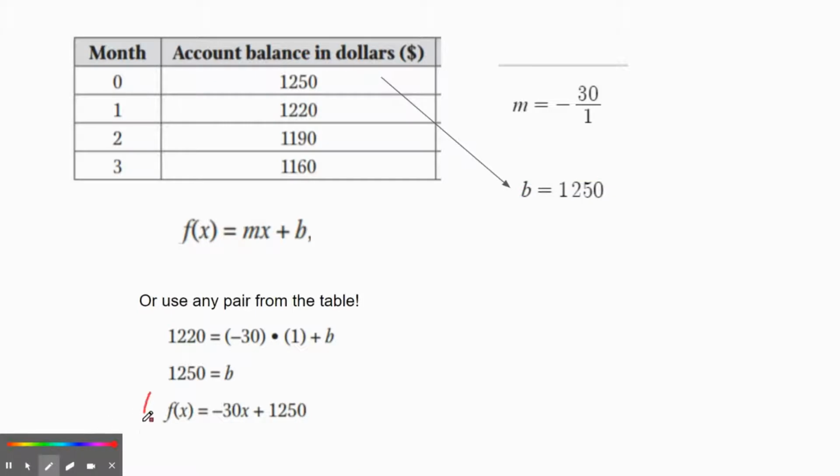So your final answer is f(x) = -30x + 1,250.